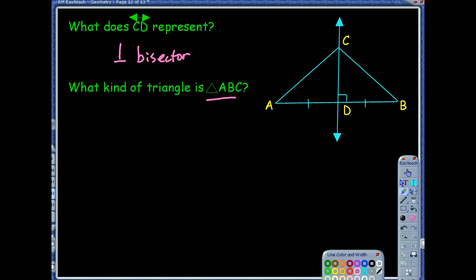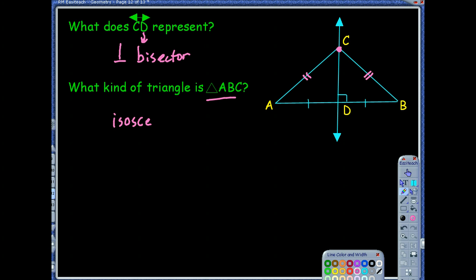Well, I'm thinking back to the perpendicular bisector theorem. I know that CA and CB are the same, so it's isosceles. And why are CA and CB going to be the same? Because C is on the perpendicular bisector, so I know it's equidistant to the sides. So knowing this is a perpendicular bisector and that it's on it, that means these distances are going to be the same. So that means it's isosceles.